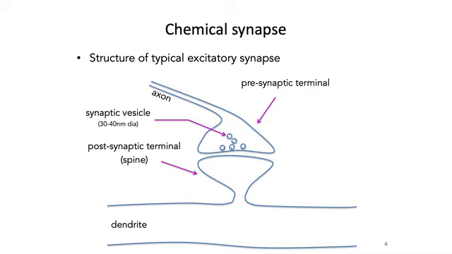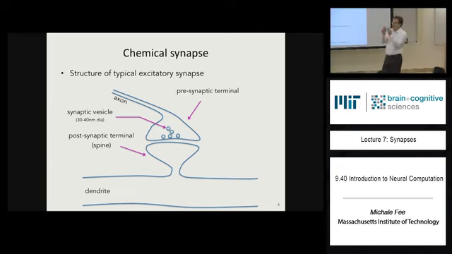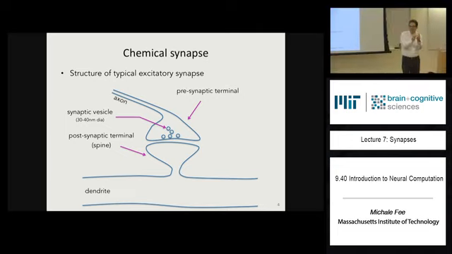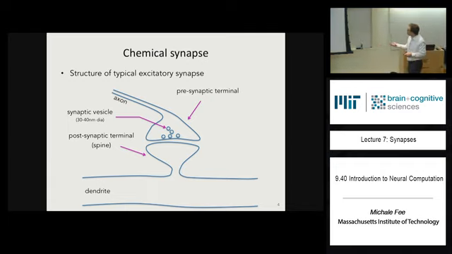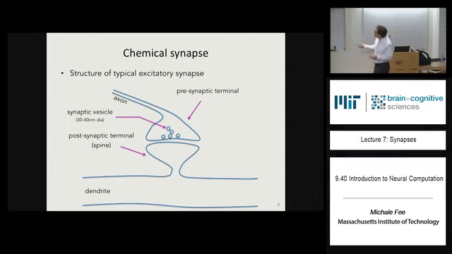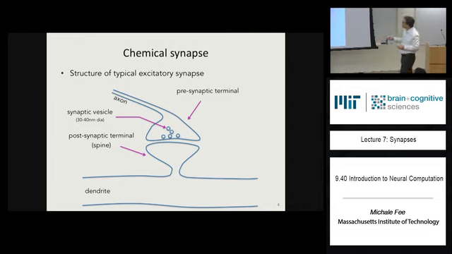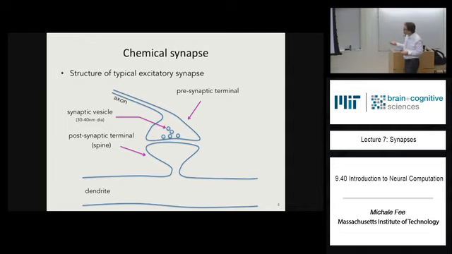So this is the structure of a typical excitatory synapse from a presynaptic neuron. This is the axon of a presynaptic neuron onto the dendrite of a postsynaptic neuron. Dendrites often have these specializations called spines, which are just little mushroom-like protrusions of the cell membrane of the dendrite, onto which presynaptic neurons can form a synapse. So this is called the presynaptic component or terminal. That's the postsynaptic component or postsynaptic terminal.